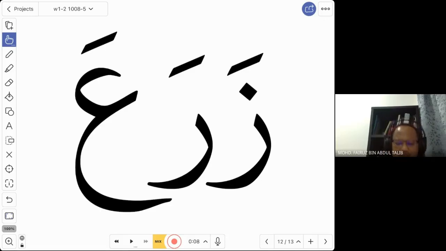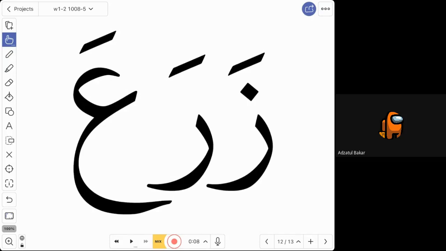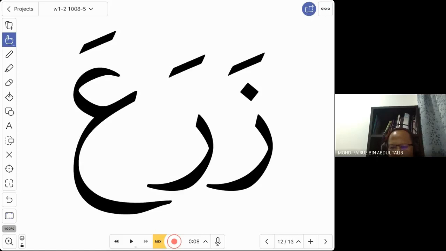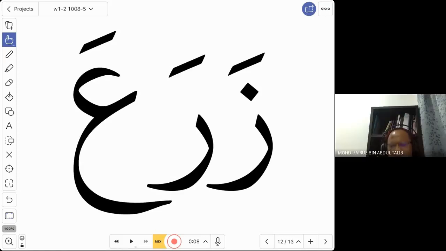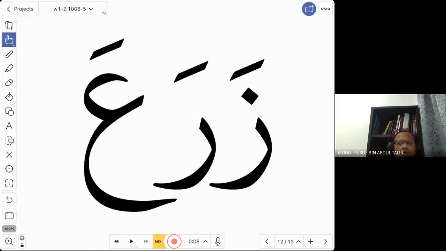Okay, Azatul, Iqra'i. Za. Again. Za. Ro. Zara. Zara'a. Yes, good. Correct. Zara'a means to grow, to plant. To plant a tree, we say zara'a. So that is a verb, a fi'l, because you have that action, right?